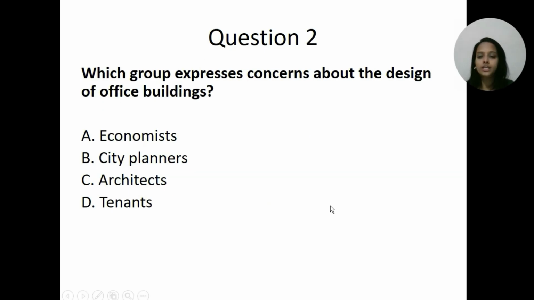And let's move on to the second question. Which group expresses concern about the design of office buildings? Economists, city planners, architects, and tenants. And the correct option here is option C. Architects mentioned the ventilation plus natural light problems. If you remember, that was mentioned, right? So no one else discusses this.